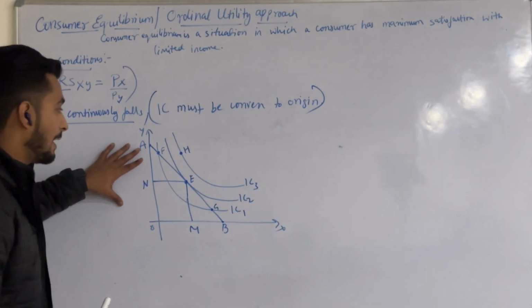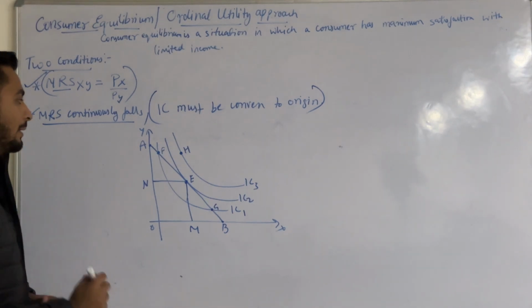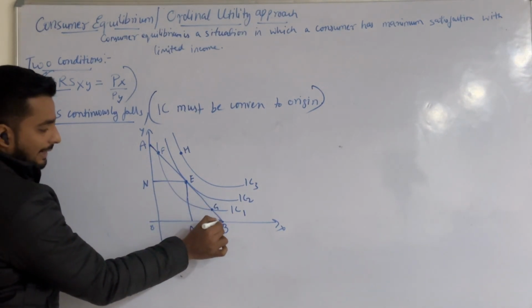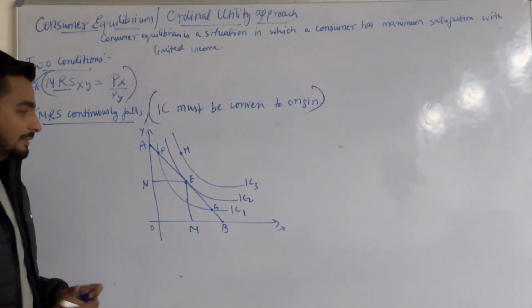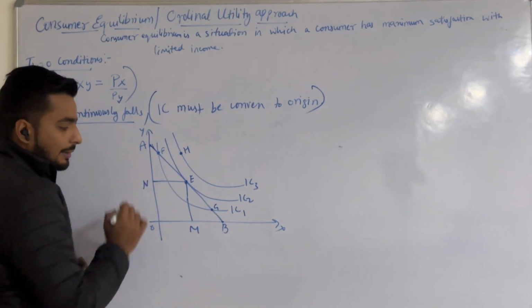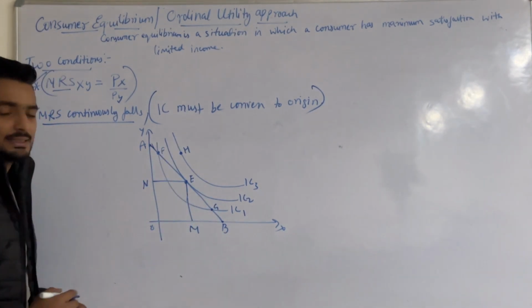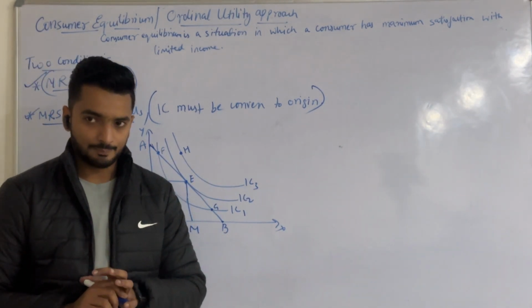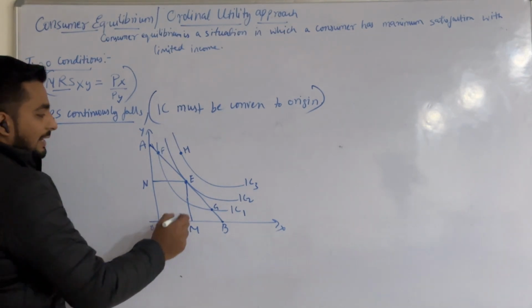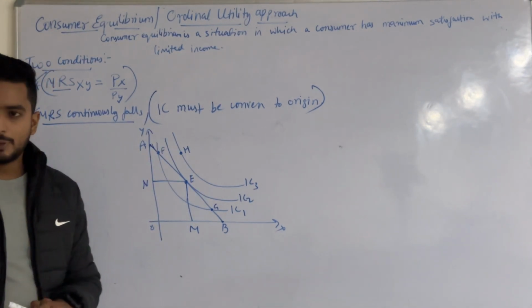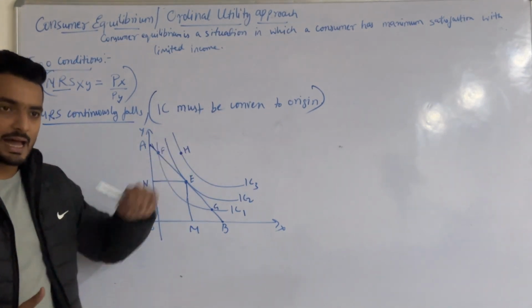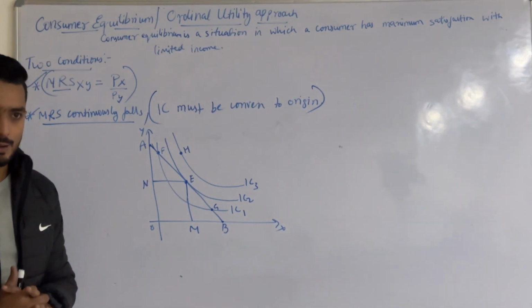Now we can see this with the help of a diagram. First we make a straight line, that is the budget line, A to B. Three indifference curves are there, that is, an indifference map. A higher indifference curve represents a higher level of satisfaction with higher income.